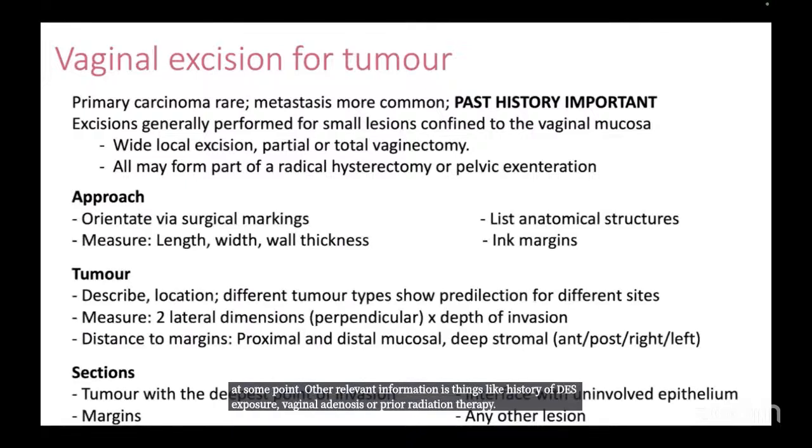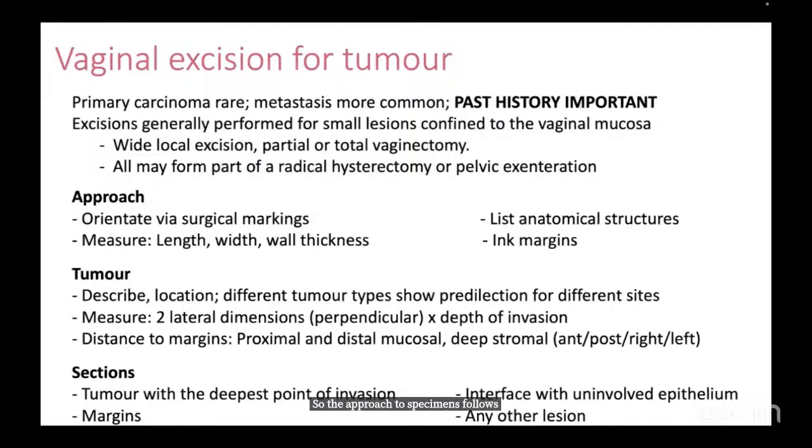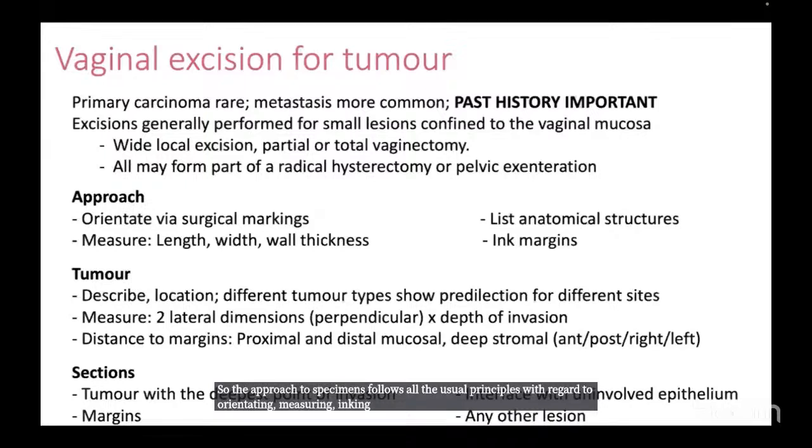So the approach to specimens follows all the usual principles with regard to orientating, measuring, inking of margins, description of tumour. It's important to document the location of a tumour in the vagina on the basis that the various primary tumour types show a predilection for different sites. Sectioning should aim to demonstrate the tumour at its deepest point of invasion, the interface with uninvolved epithelium, and its relationship to margins.